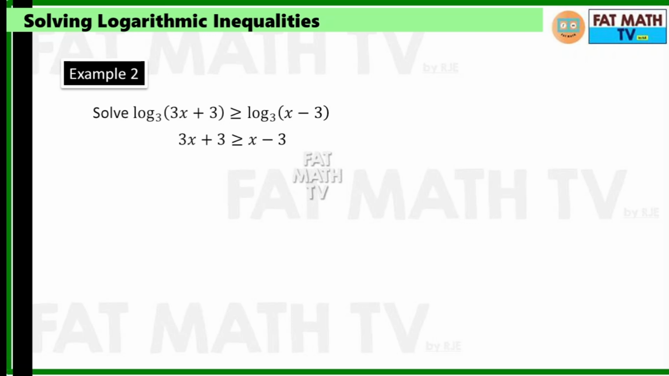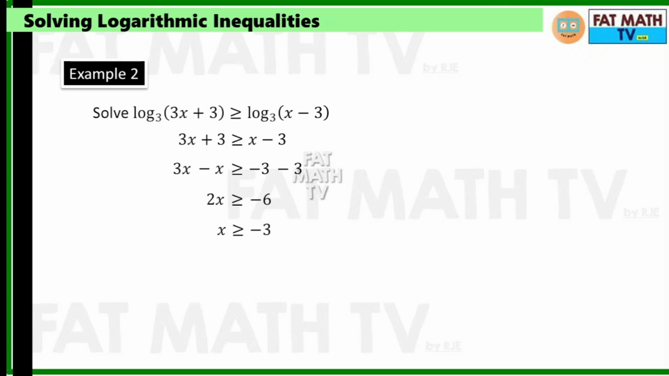Solve this linear inequality. Transfer x to the left and positive 3 to the right. We will have 3x minus x is greater than or equal to, copy negative 3, and then you put 3 to the right, that will be negative 3. 3x minus x is 2x, negative 3 minus 3 is negative 6. Divide both sides by 2, you will get x is greater than or equal to negative 3.